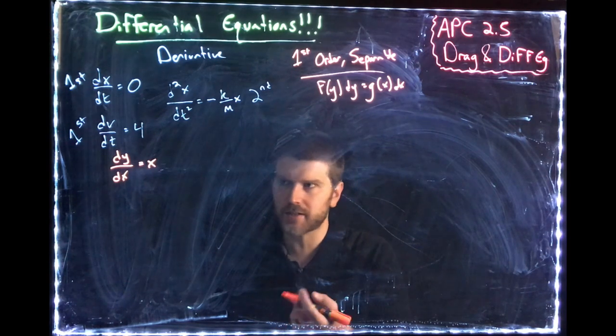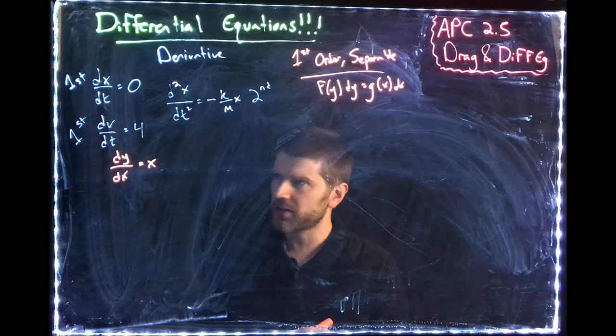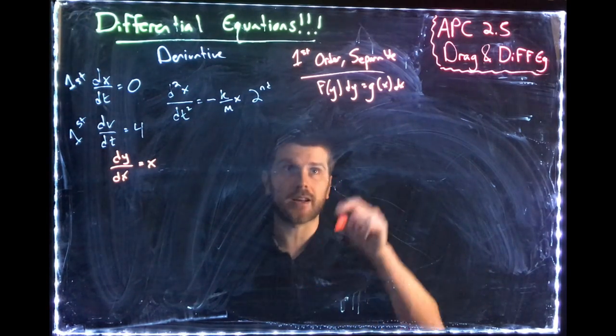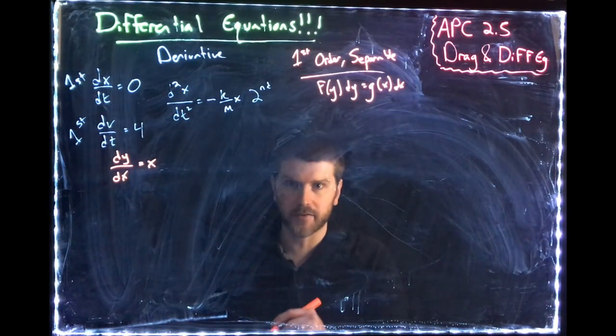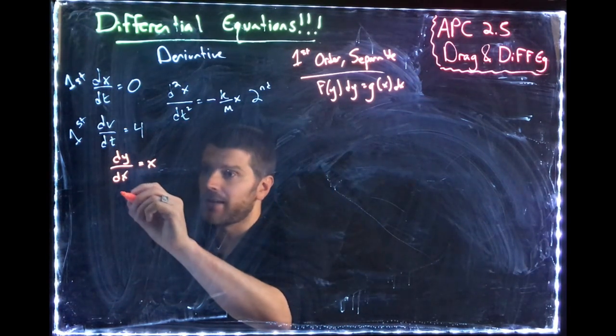Now, this might not seem that complicated to you, but what we're going to do is solve it anyway. We're going to look at this and say, okay, well, I want to separate it. I want it to be separable. So I'm going to get all the x stuff on one side and all the y stuff on the other side. So I'm going to multiply dx over, and you can do that.